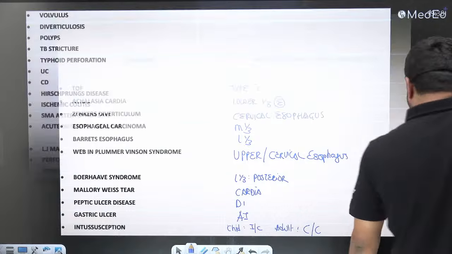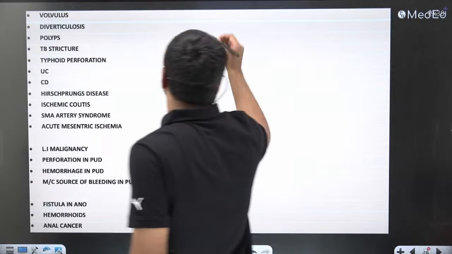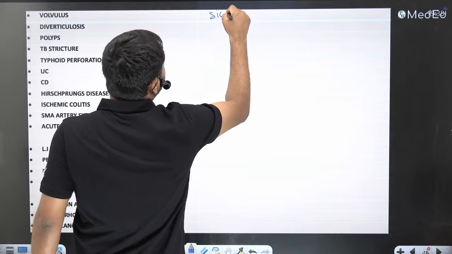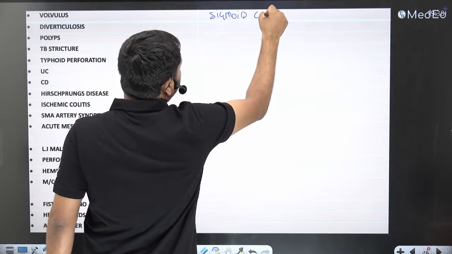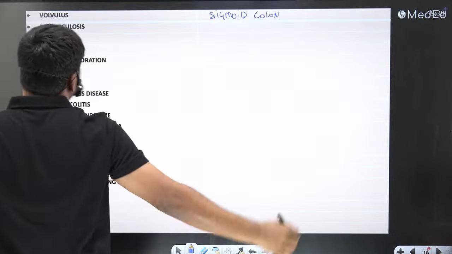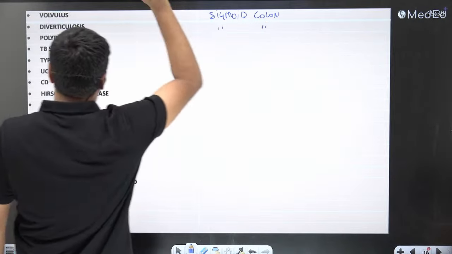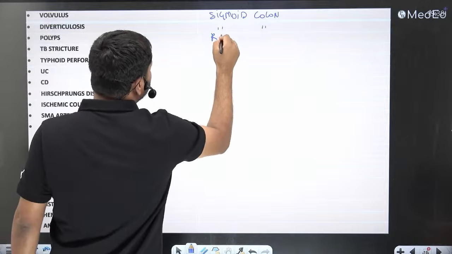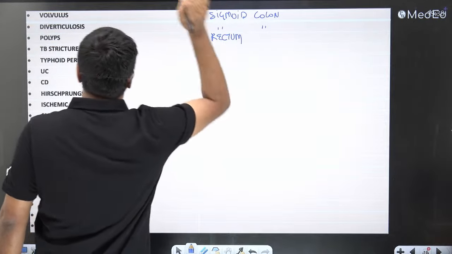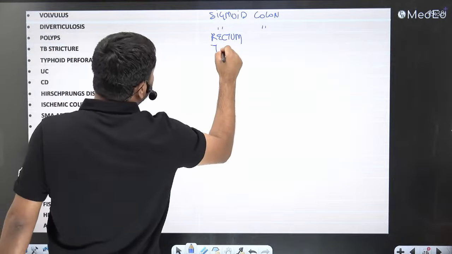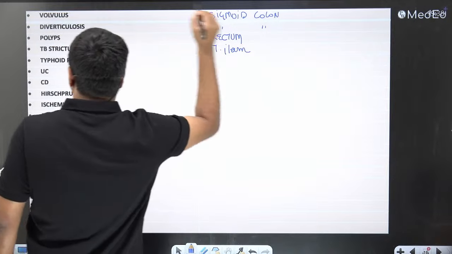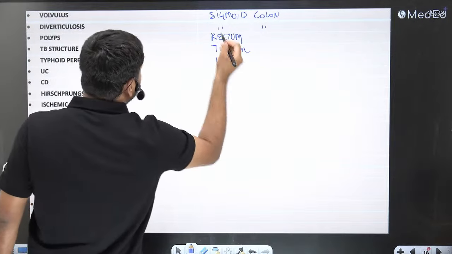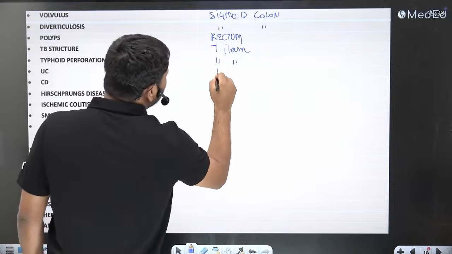Kicking on to the next part. Volvulus, most common kahan pe hai? It is going to be your sigmoid colon. Diverticulosis, again, most common on sigmoid colon. Polyps, the most common site for polyp overall is going to be rectum. TB stricture, kahan milega? Terminal ileum mein milega. Typhoid perforation, kahan milega? Terminal ileum mein milega. Ulcerative colitis, kahan milega?